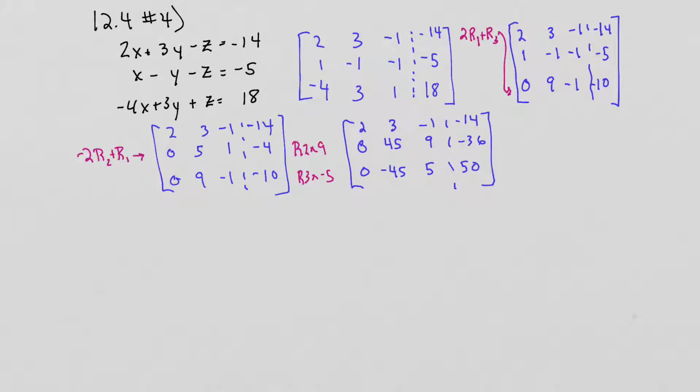Well, that looks good. So I'll go ahead and add the 2 rows together and put the result in row 3. So I'm just going to put row 2 plus row 3 into row 3. Let's just write down the first 2 rows the way they are. So adding the 2 rows together, we get 0, 0, 9 plus 5 is 14, 50 and negative 36 is 14.